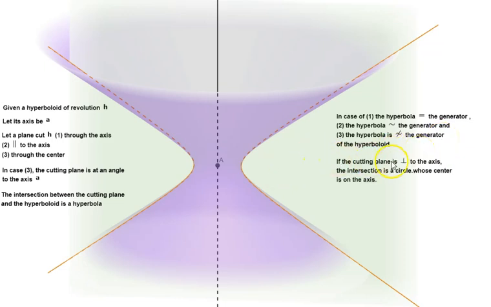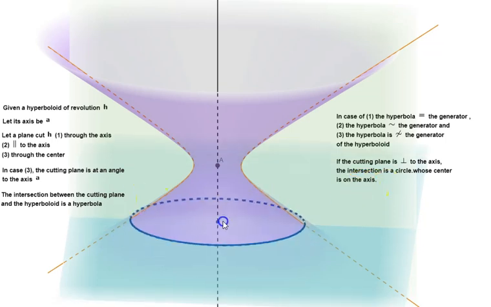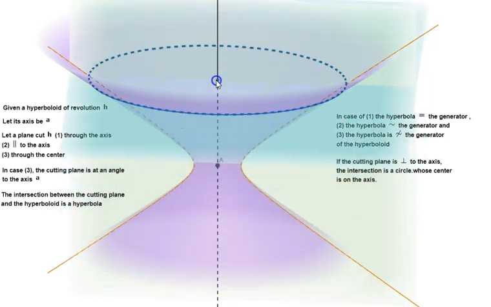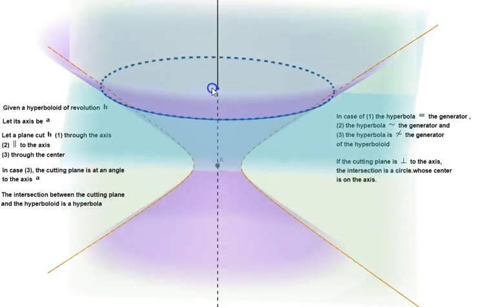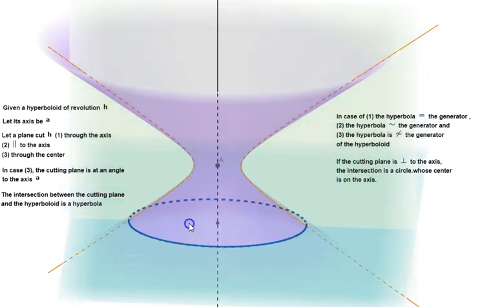Now, if the cutting plane is perpendicular to the axis, the intersection of this plane with the hyperboloid is a circle whose center is on the axis. So if I take this cutting plane anywhere through the axis, the intersection would always be a circle. That is the second part of the proposition.